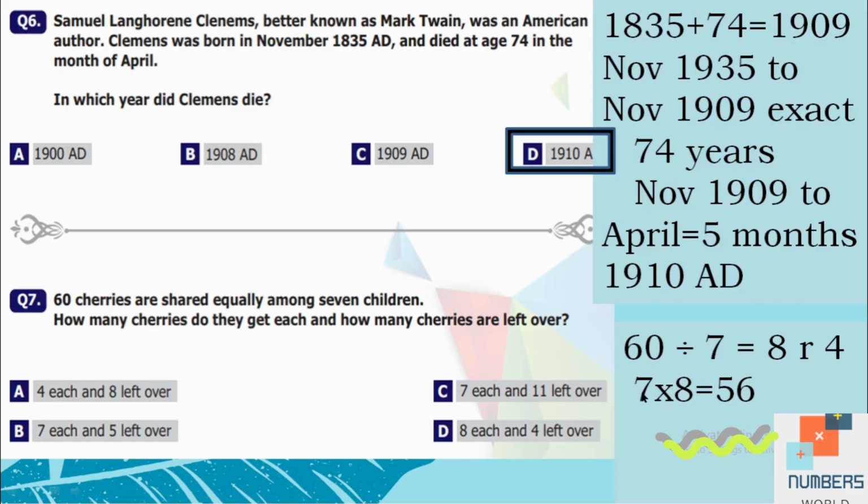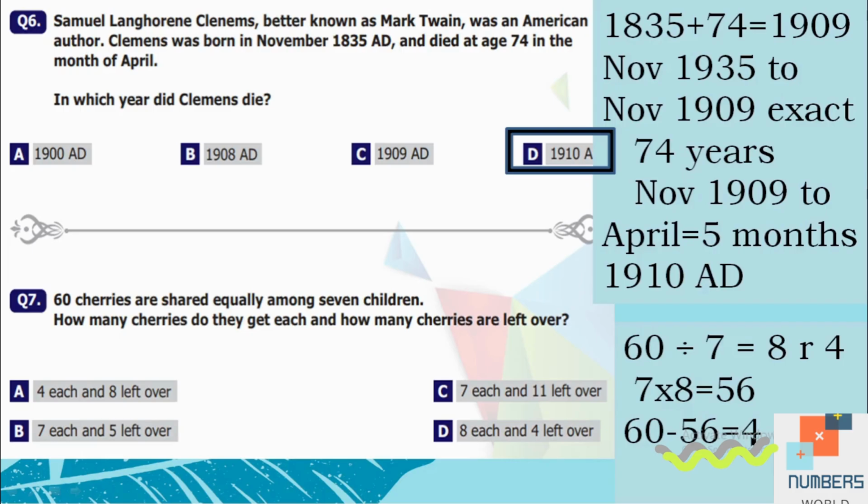So if we see, 7 eights are 56 and 7 nines are 63. 63 will be greater than 60, so we can't take it. We will take 7 eights are 56. So 56 is smaller than 60 and it is closest to 60 as well. So 8 is the answer. And if we subtract 56 from 60, then there will be 4.